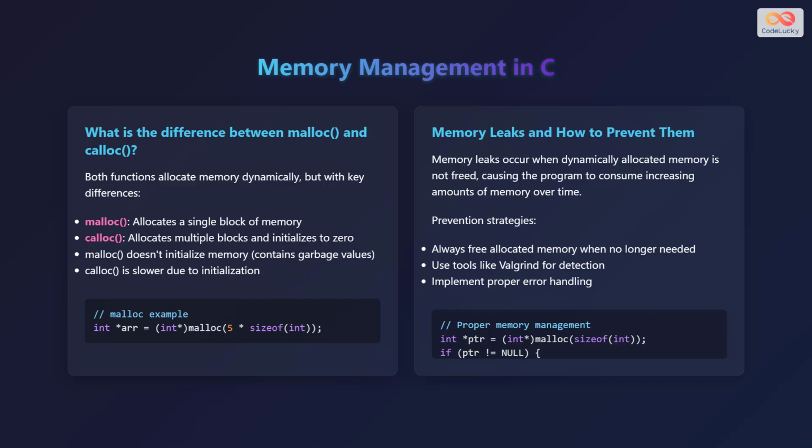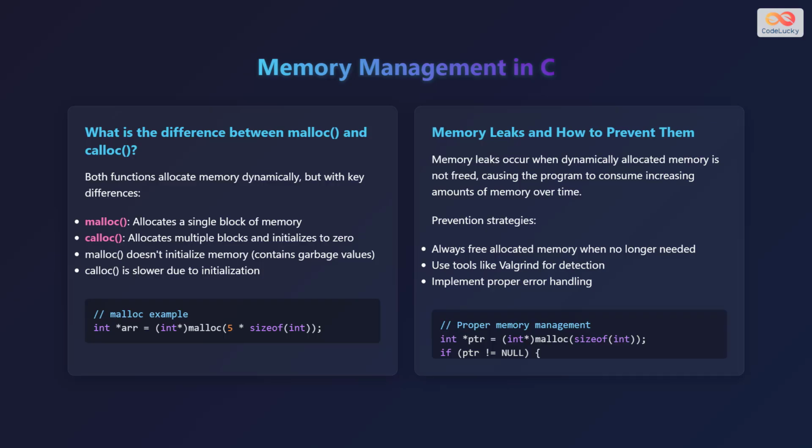Now let us discuss memory leaks and how to prevent them. Memory leaks occur when dynamically allocated memory is not freed, causing the program to consume increasing amounts of memory over time. Here are some prevention strategies. Always free allocated memory when it is no longer needed. Use tools like Valgrind for memory leak detection. Implement proper error handling to ensure that memory is freed, even when errors occur.